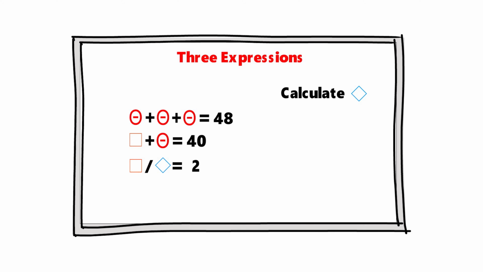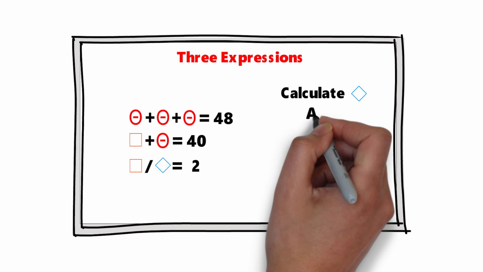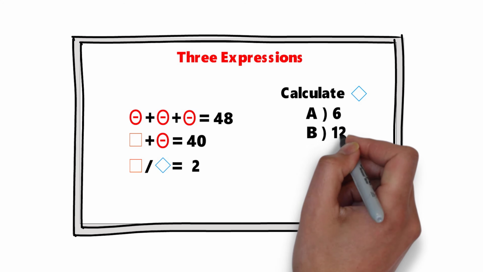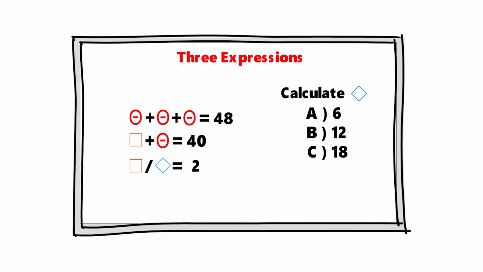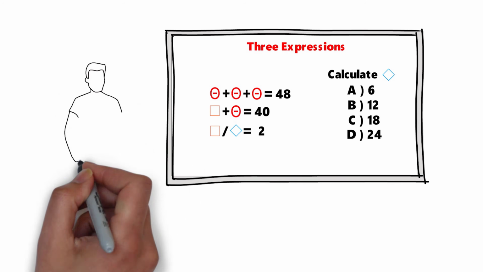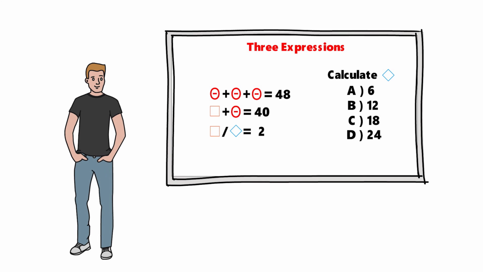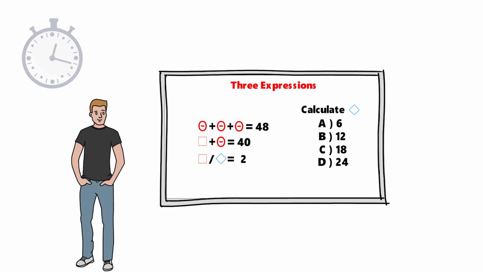You're presented with 4 different choices. Choice A, 6, choice B, 12, choice C, 18, and choice D, 24. Can you do the math? Give yourself 10 to 15 seconds, maybe 20 to 30 seconds, depending on how quickly you are with the math.